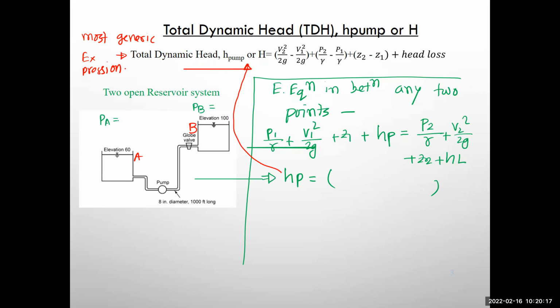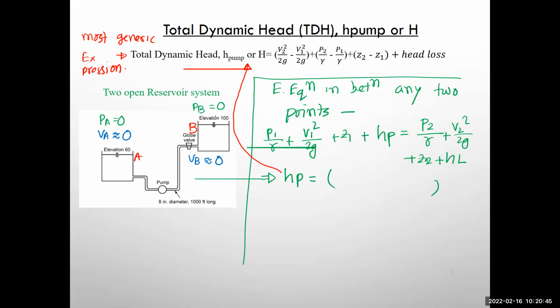At point A, what is the pressure? 0. What about PB? 0. Okay. Now for VA and VB, VA is again 0. What about VB? 0, because it's an open surface and the velocity is very, very negligible, right?